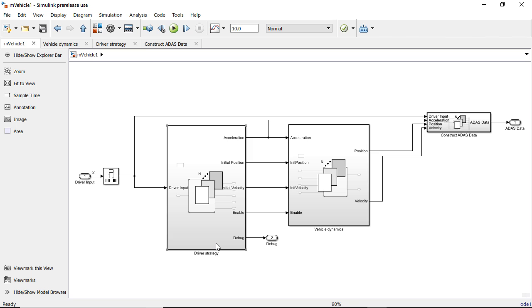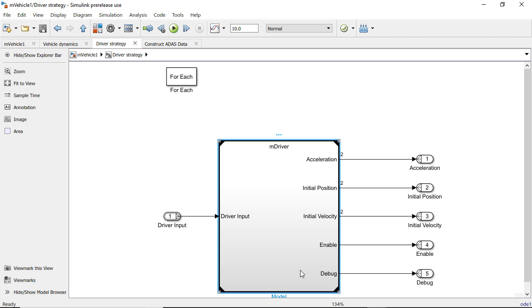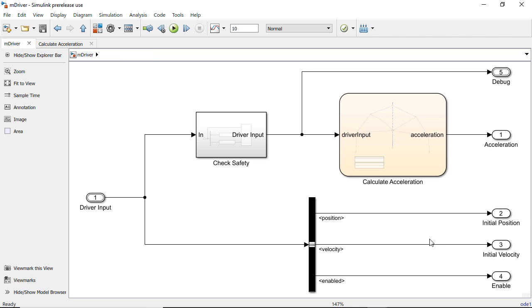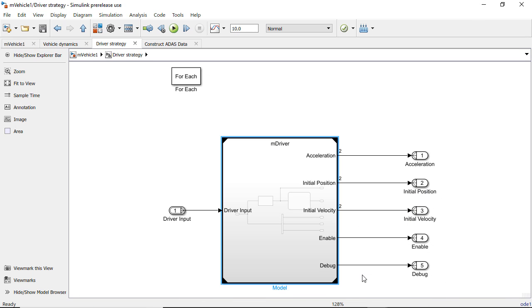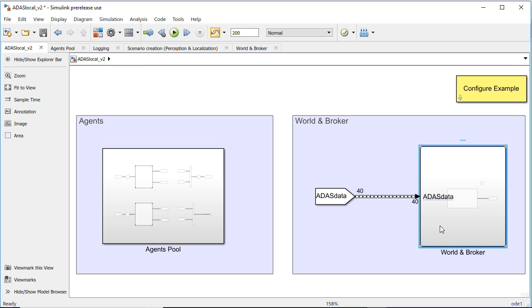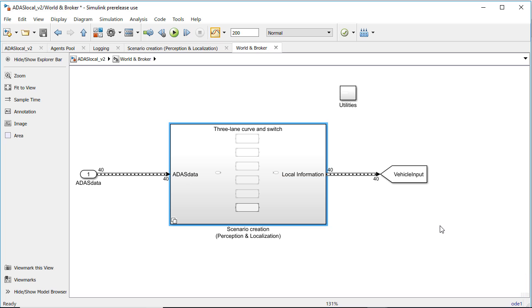Inside the driver model, it checks whether it is safe to merge, and then uses a Stateflow state chart to calculate lateral and longitudinal acceleration. This model of driver behavior could easily be replaced with a different model of driver behavior that has the correct outputs given the inputs. The world and broker takes in the ADAS data output by the agents pool and feeds it into one of the chosen scenarios.